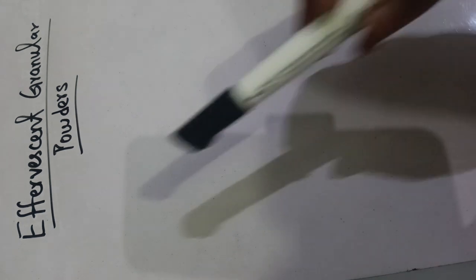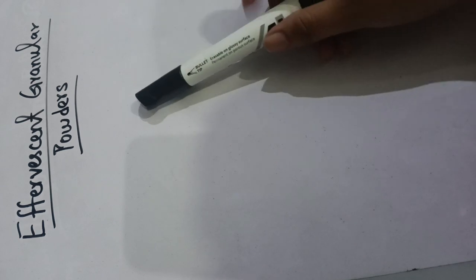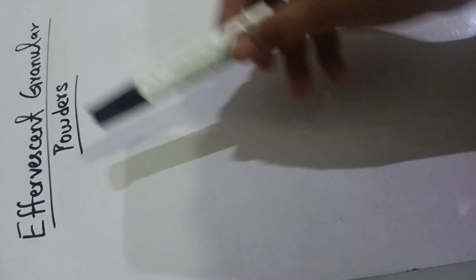So in the previous video we discussed granules. We have started the chapter of powders and we have seen the classification of various kinds of powders, and in the last lecture we ended at the granular powders. Now we are going to see another type of granular powder, which is effervescent granular powders.